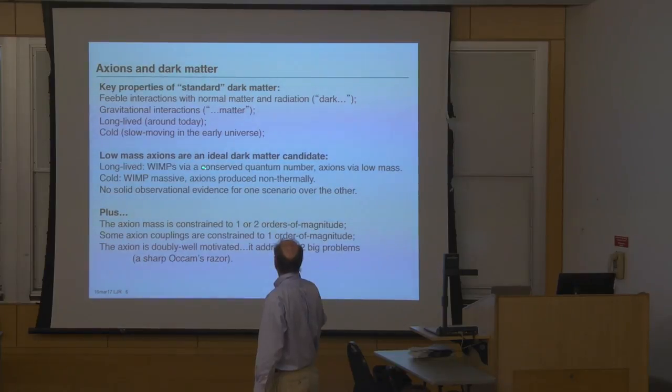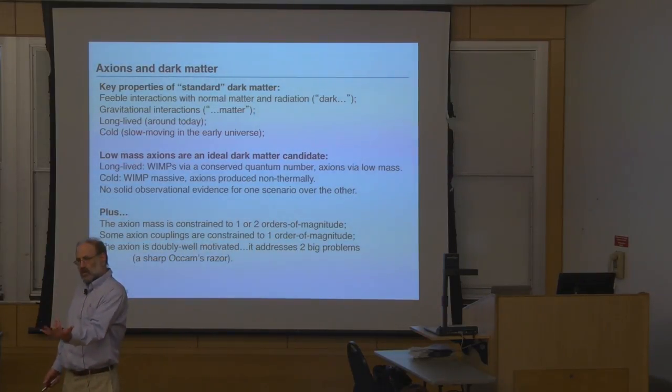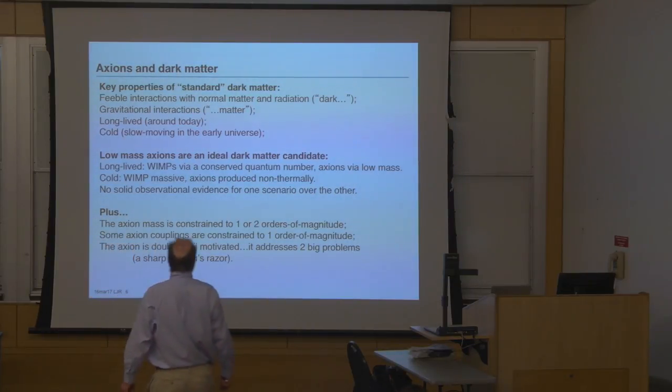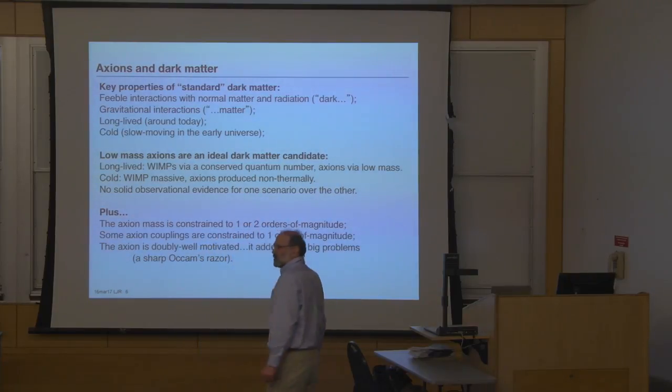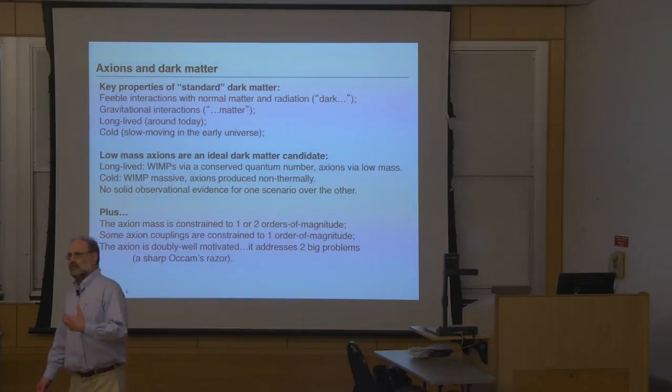First of all, they're long-lived. WIMPs are long-lived because they're the bottom of a chain of supersymmetry, and they have a conserved quantum number, this R-parity thing in supersymmetry, so they can't decay into anything lower. Axions are stable because they have a low mass. What can they decay to? They can decay to massless particles like photons, et cetera. The phase space to do that is extraordinarily tiny.